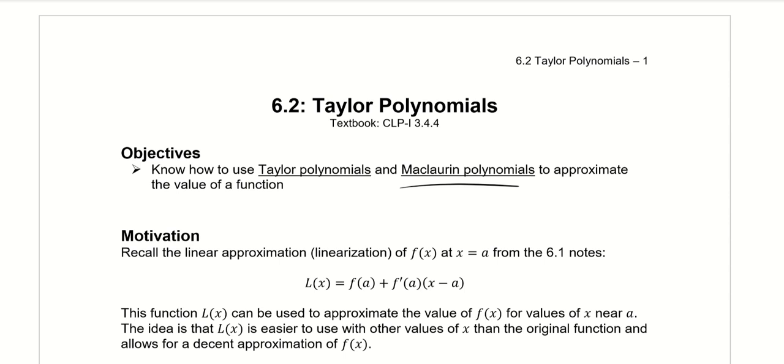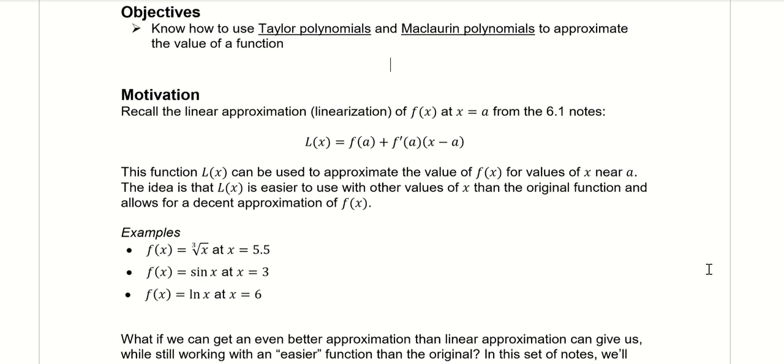this idea of a Maclaurin polynomial, and we'll see that a lot of this is very similar to what we were just doing in the previous set of notes, and actually builds directly from what we were doing in the previous set of notes. Okay, so what were we doing in the previous set of notes? So let's look at our motivation section here.